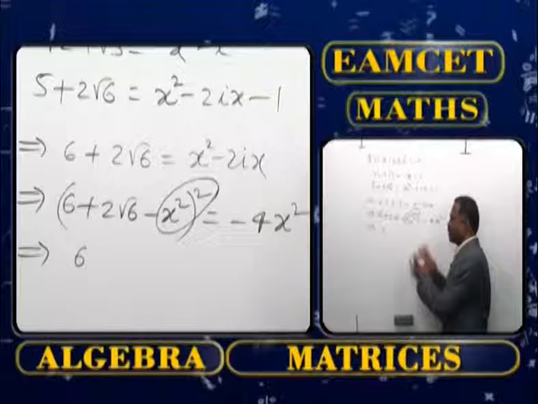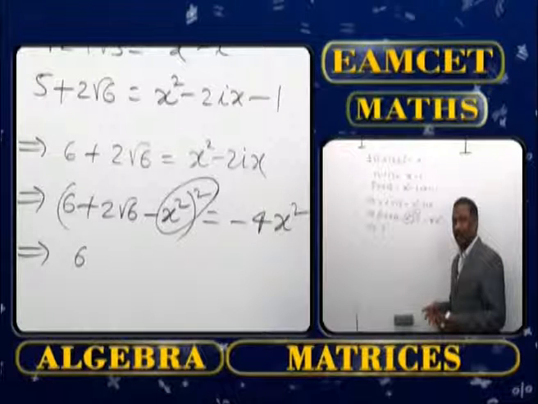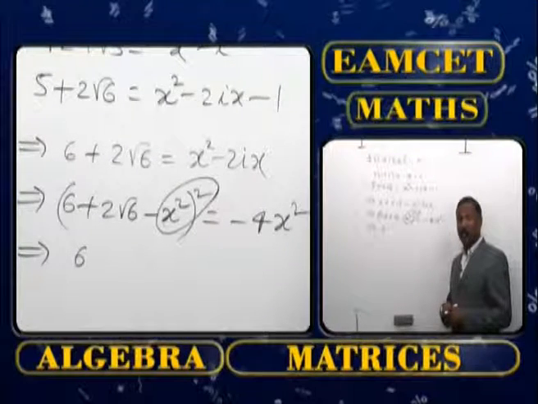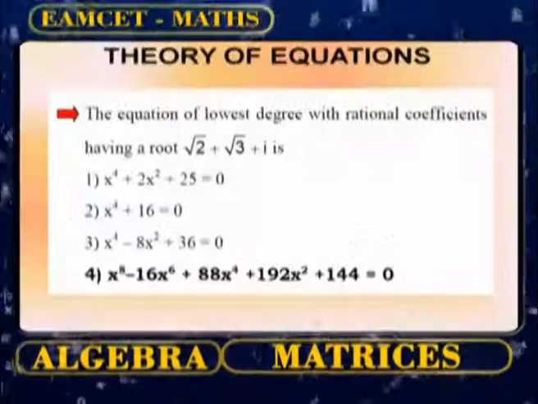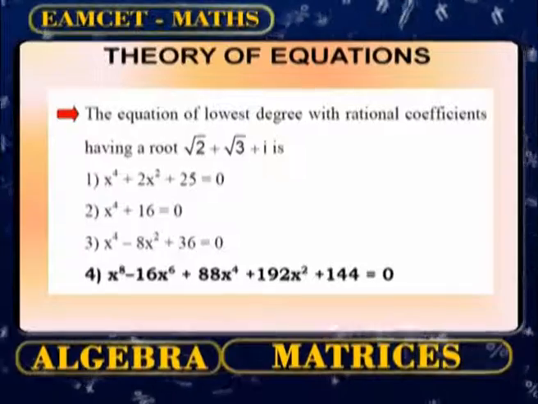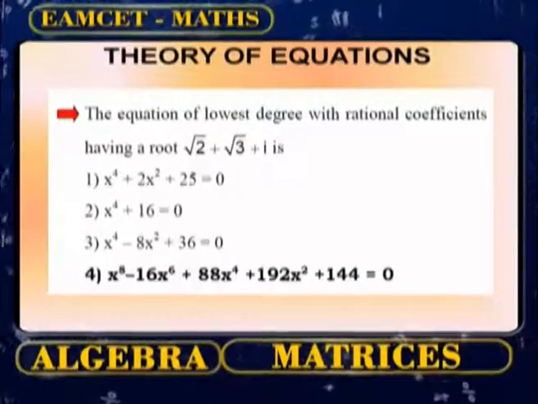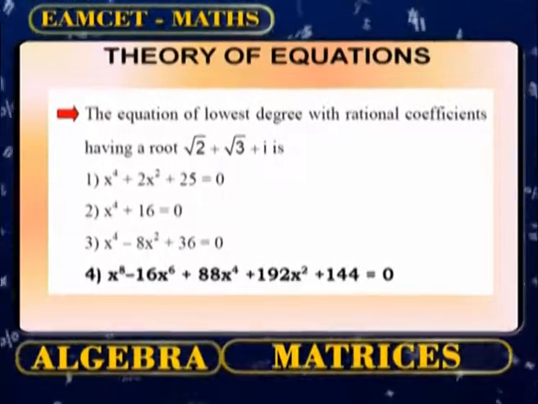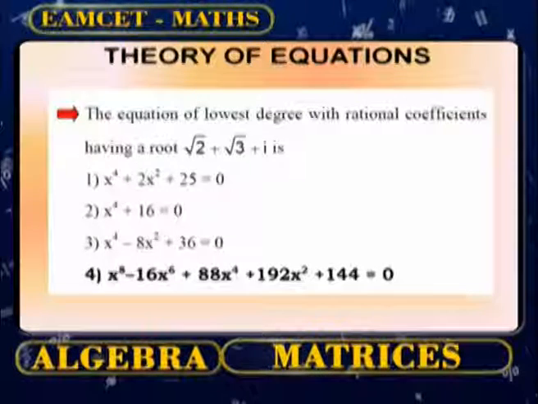So this is the procedure for finding the lowest degree equation with rational coefficients when the root is given to be root 2 plus root 3 plus i. This is the procedure I have explained. So from this, what do you understand now? Simple understanding.